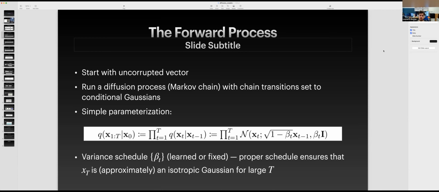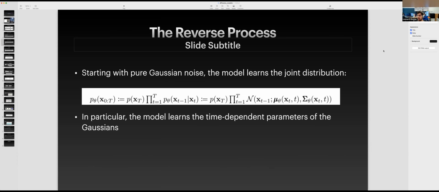And the reverse process is where the actual learning occurs. It's where the neural networks optimize. So you start with pure Gaussian noise, and then the model learns the joint distribution of the reversed Markov chain. Whereas in the forward process, the noise was added in each sequential step, in the reverse process, the model learns to undo the noise. In particular, the model learns the time-dependent parameters of the Gaussians, so the mean vectors and covariance matrices.